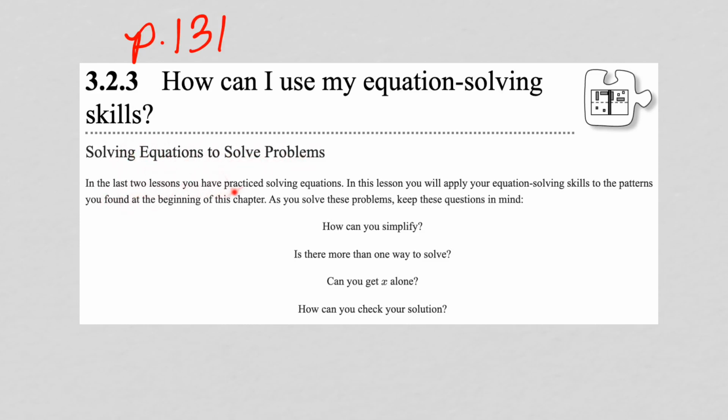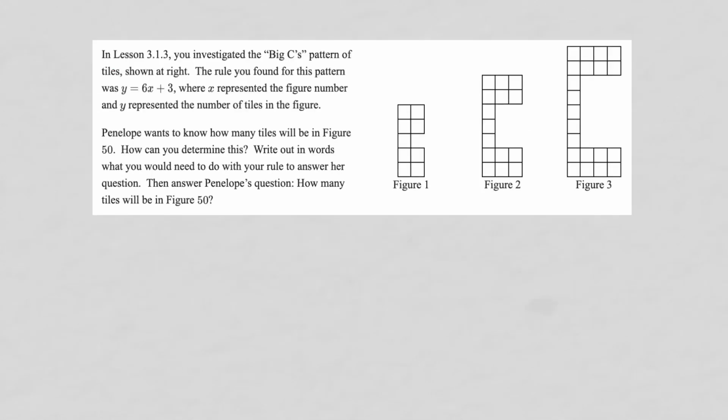In the last two lessons, you have practiced solving equations. In this lesson, you will apply your equation solving skills to the patterns you found at the beginning of the chapter. As you solve these problems, keep these questions in mind. How can you simplify? Is there more than one way to solve? Can you get x alone? And how can you check your solution? All right, so number 89.